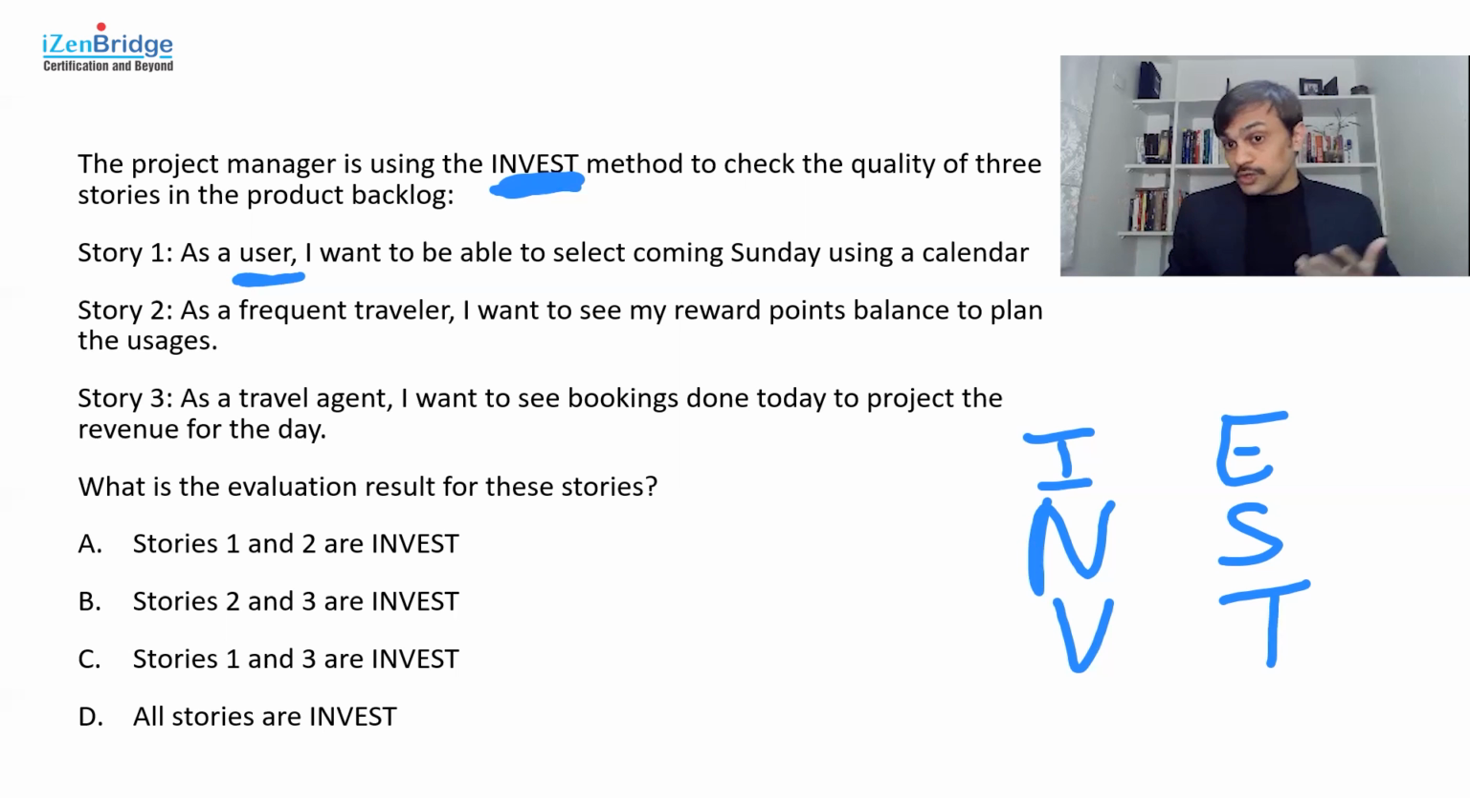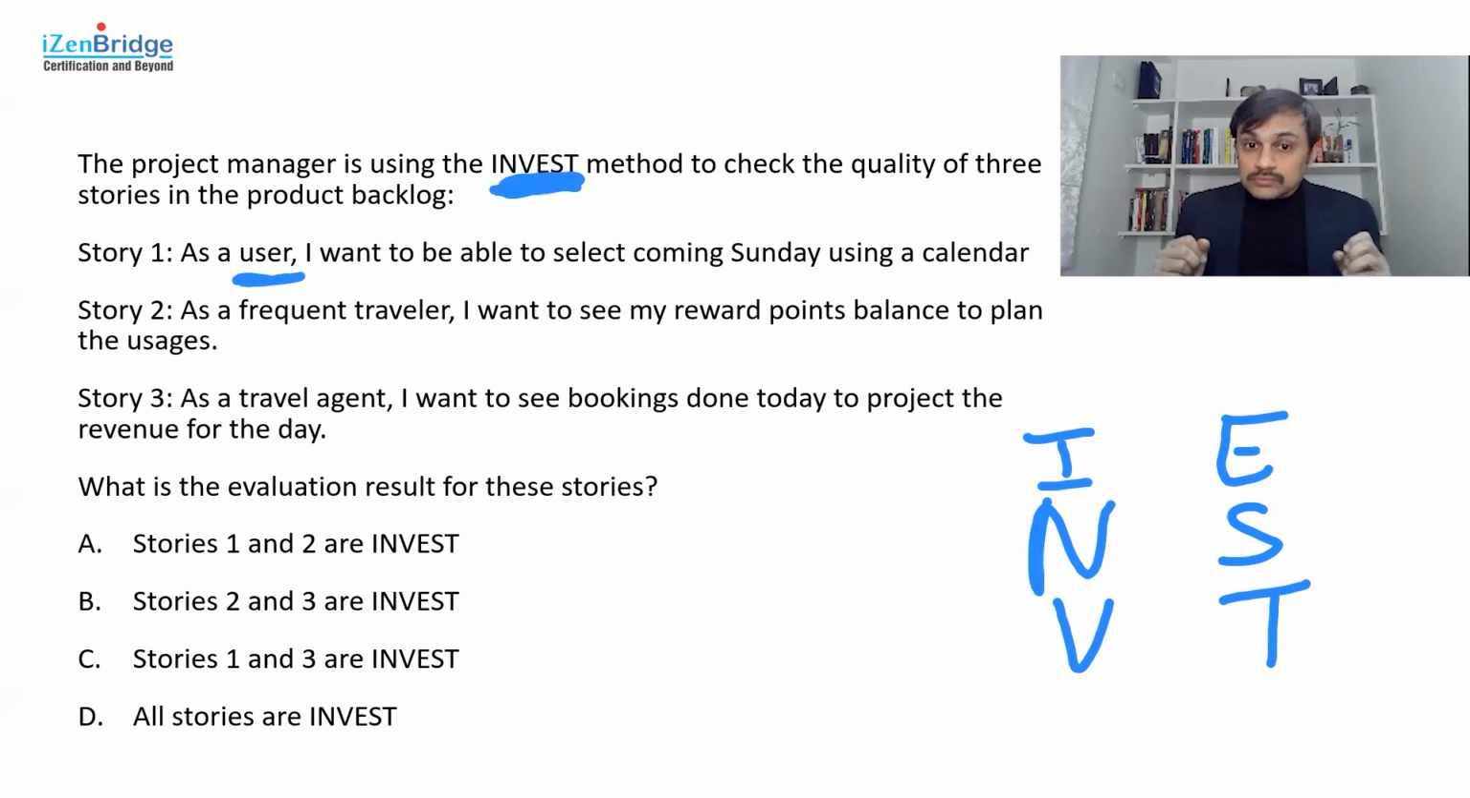Story 2 and 3 are looking good to me. So as a frequent traveler, it clarifies who the user is. I want to see my reward points, so what has to be done is pretty much clear. To plan the uses: the value delivery is that I want to plan my reward point uses. So I want to log in to the system and see it.